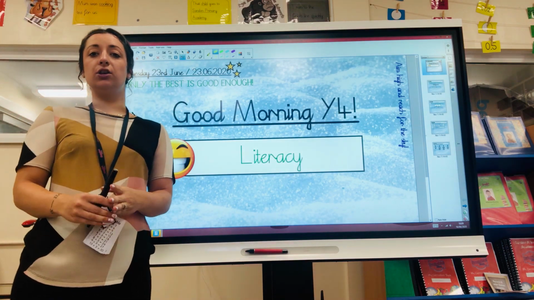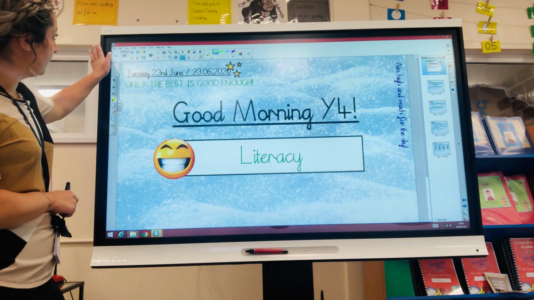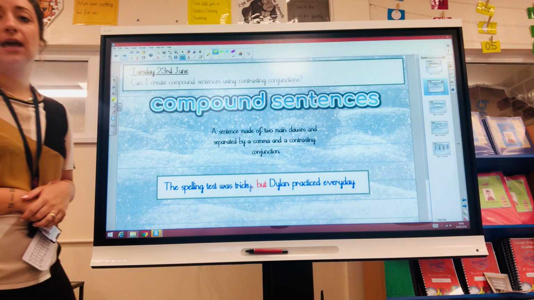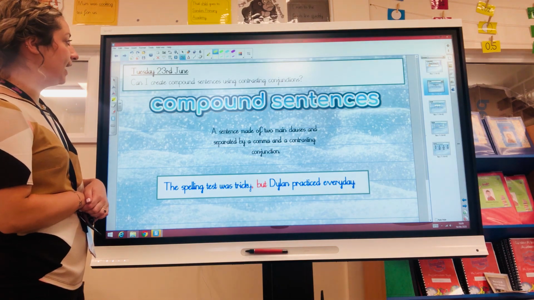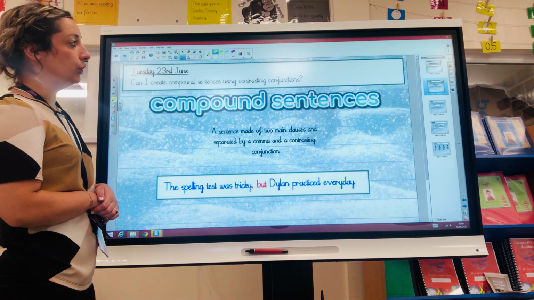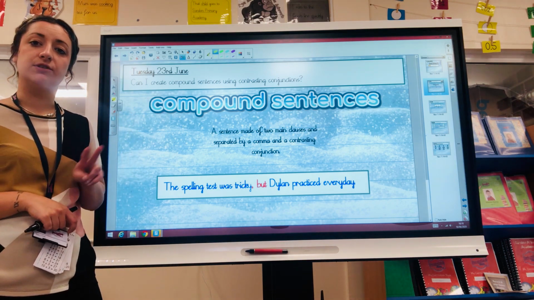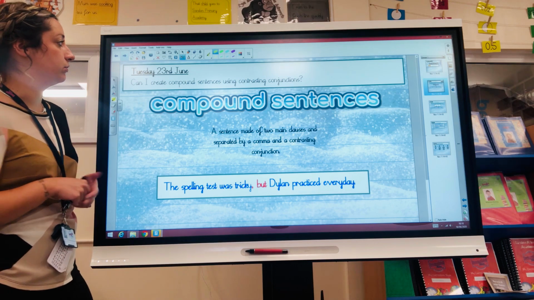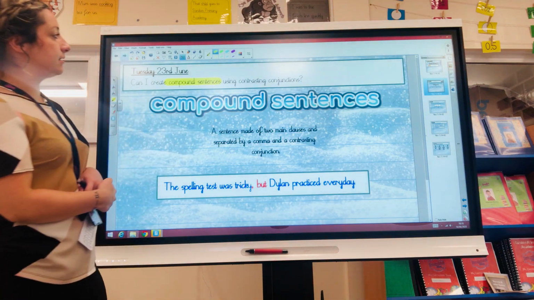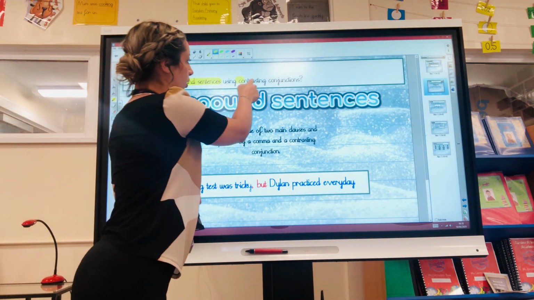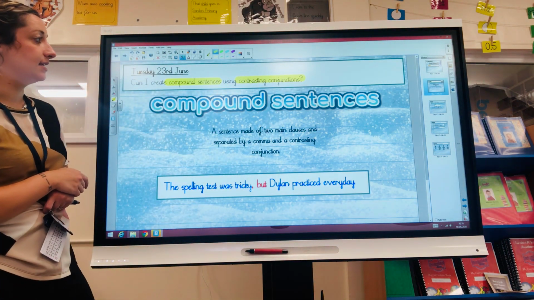So in your pack I want you to turn to Tuesday's literacy where you will find your activities for today. Now our learning question has got two separate objectives today, so let's have a look what they are. Can I create compound sentences using contrasting conjunctions? Now I'm going to highlight the two objectives so that we can remember what we are working towards today. So can I create compound sentences using contrasting conjunctions? Those are my two objectives that I need to look at today.